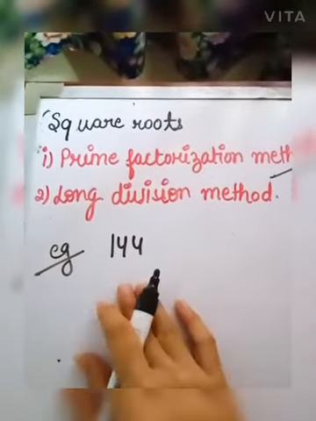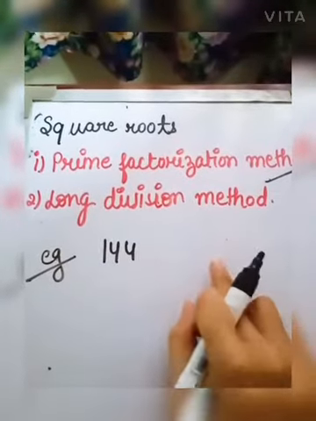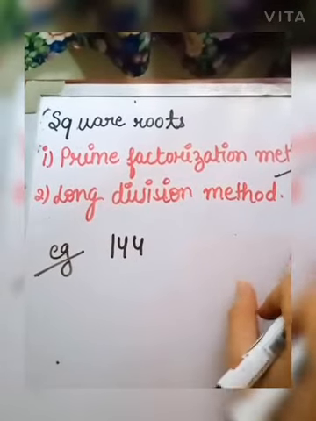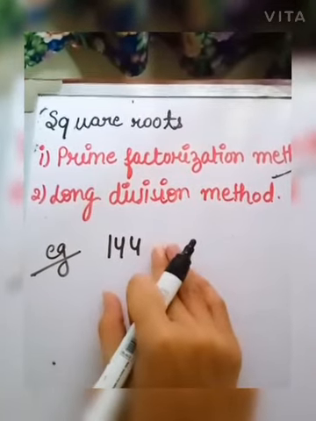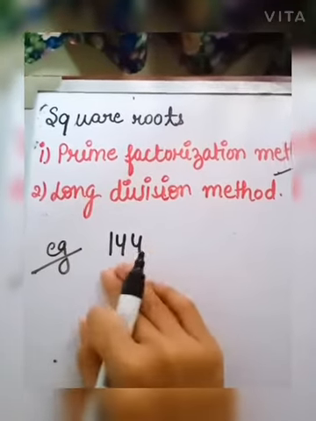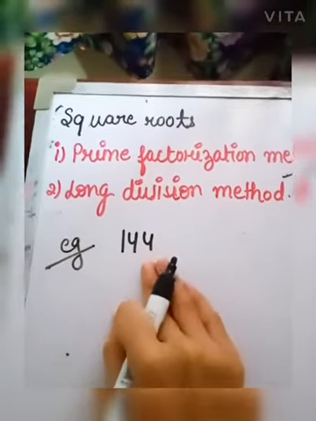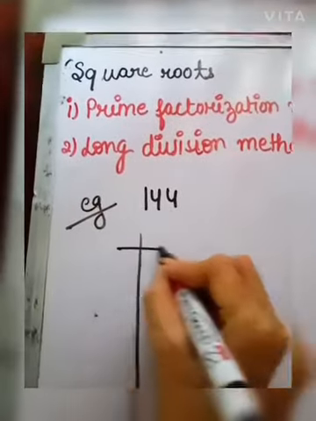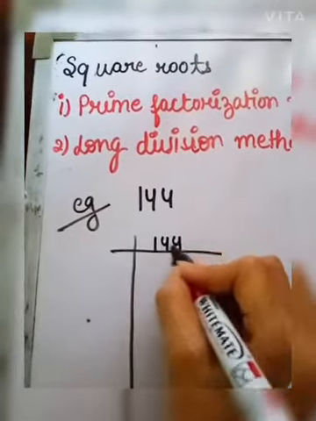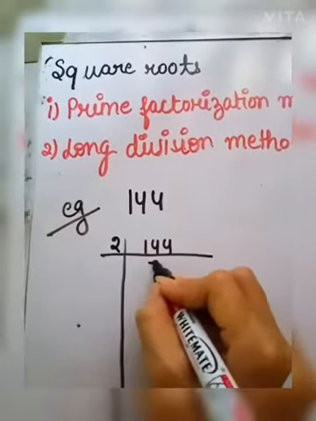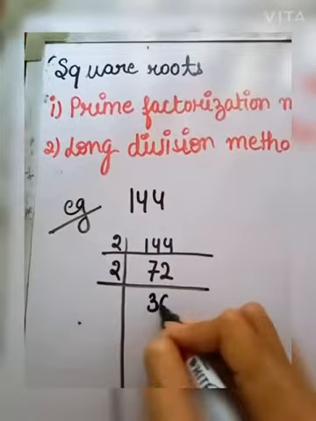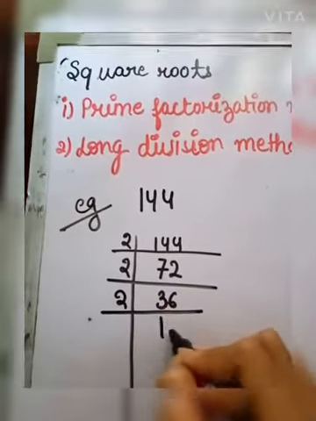And class, we can only find the square root of perfect squares. Those numbers which are perfect squares, we can find their square roots. So this 144 is a perfect square. Now find the square root of this. First do the prime factorization, just like you always do. Okay, it is very easy.